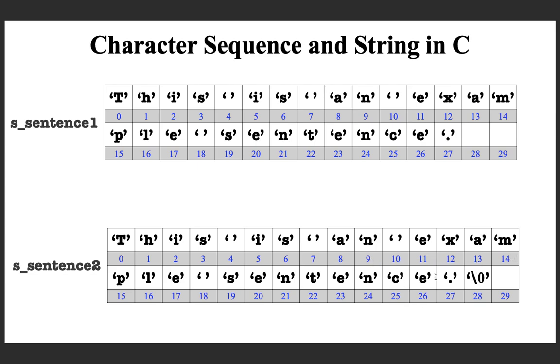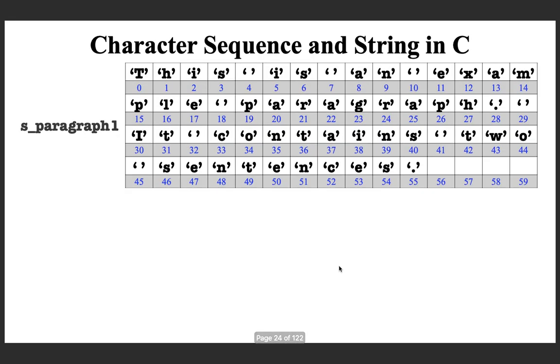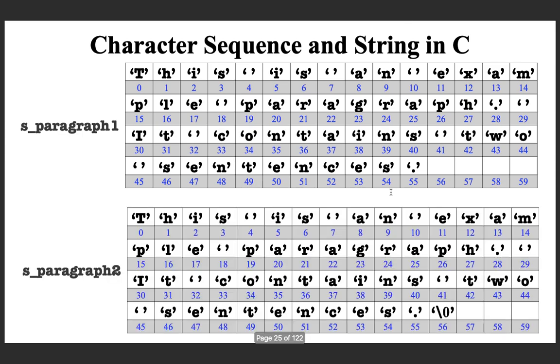Here is the corresponding string which is accepted by the library functions in C. It will be more interesting when you look at a paragraph. Here you have a paragraph and there are two sentences in it. This is the same one that we discussed in the previous class, and here is the corresponding string.